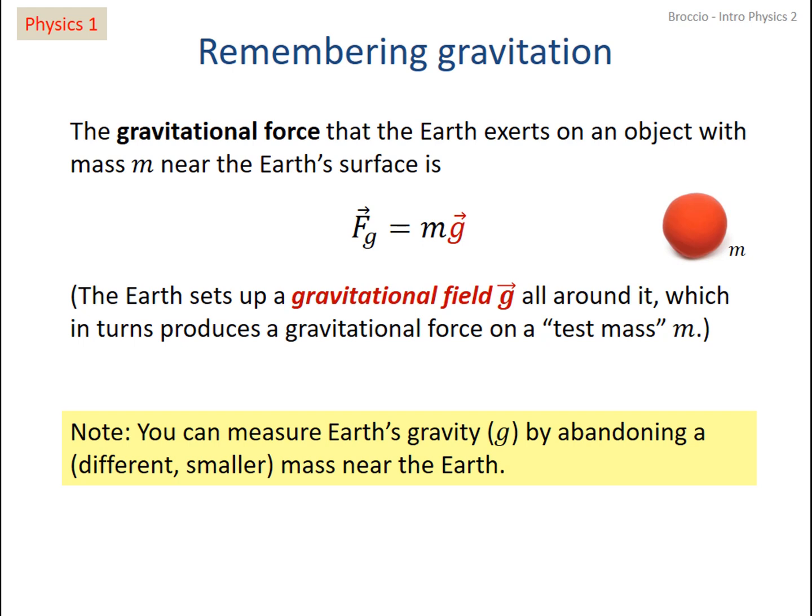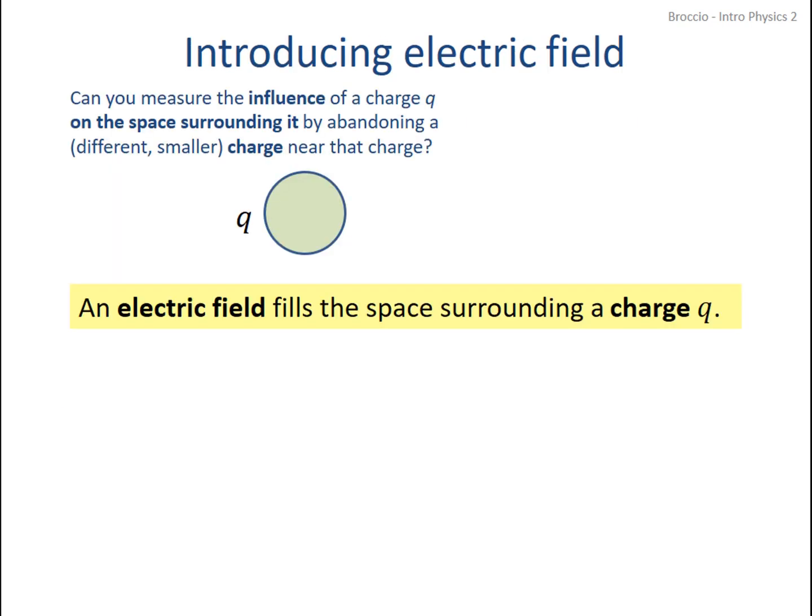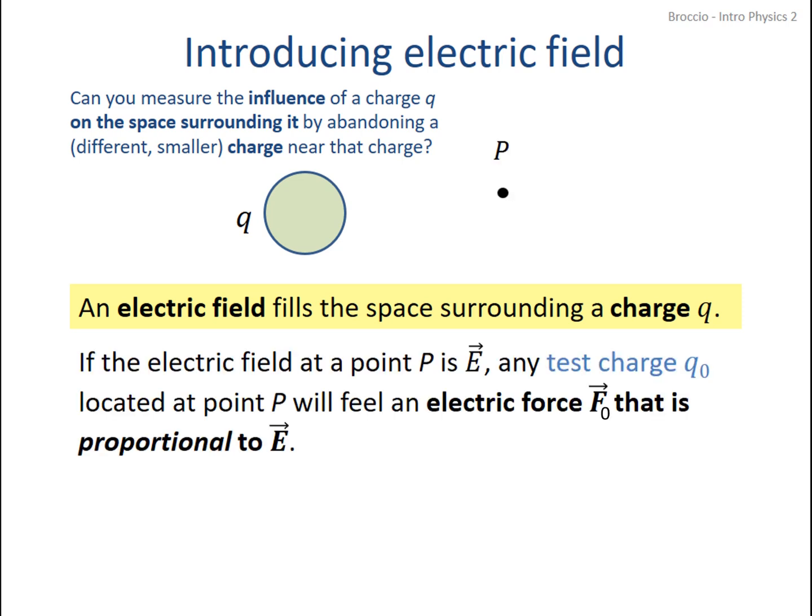Let's transfer the same line of reasoning to charges. Can you measure the influence of a charge on the space surrounding it? Analogously to the test mass, you could use a test charge. If you put a test charge Q0 at a point P, it will feel a force proportional to the strength of the electric field at that point. In this sketch, we have assumed that the test charge has the same sign as the charge Q, so it's repelled by it.